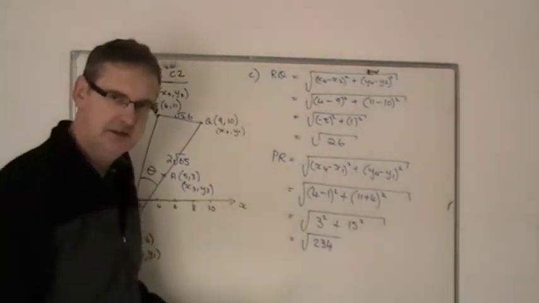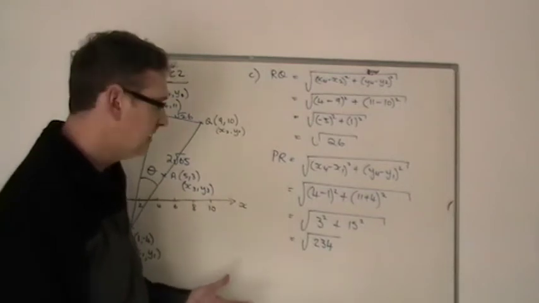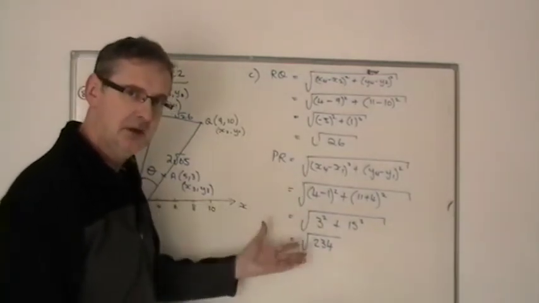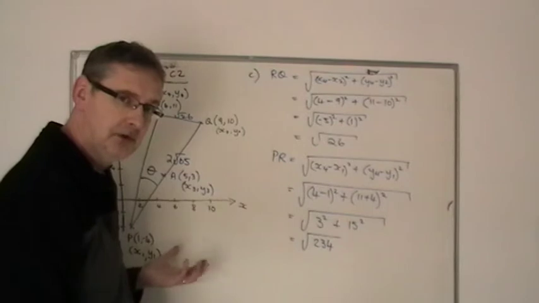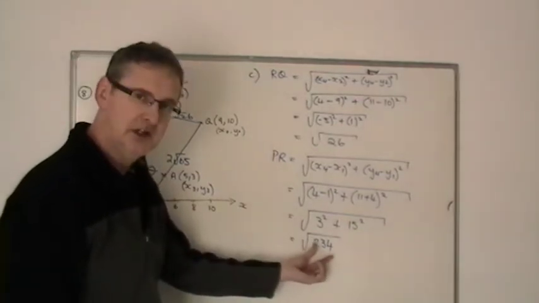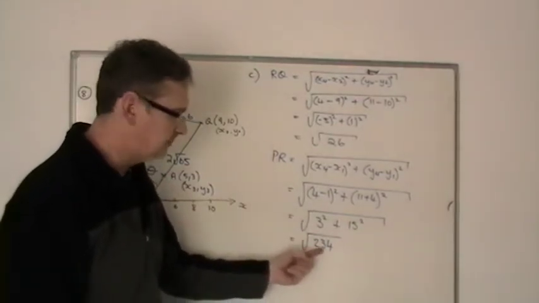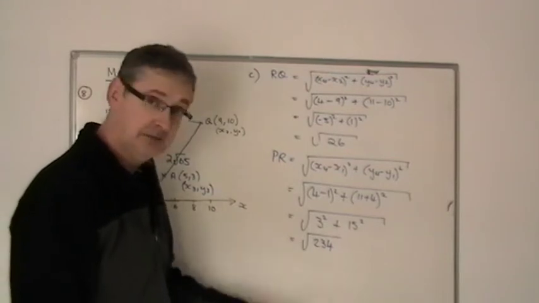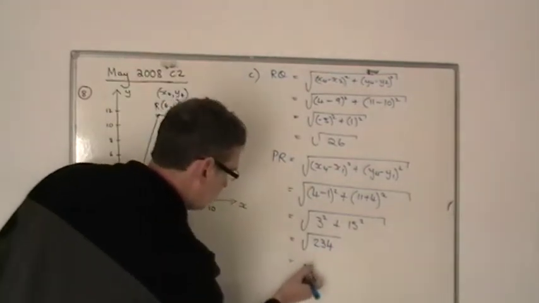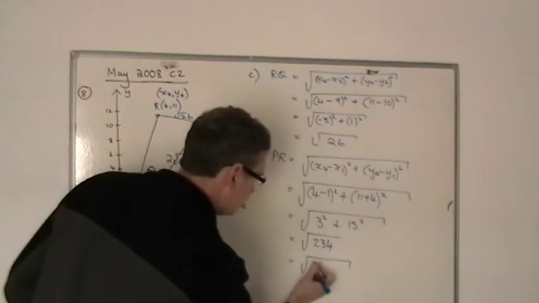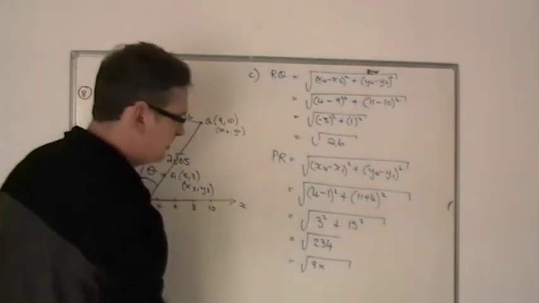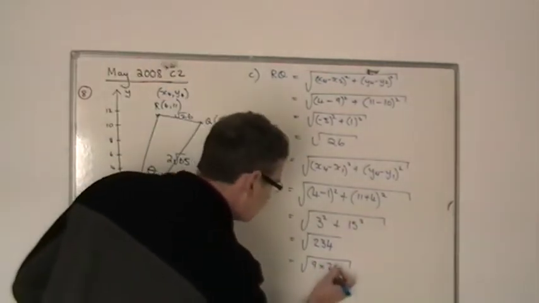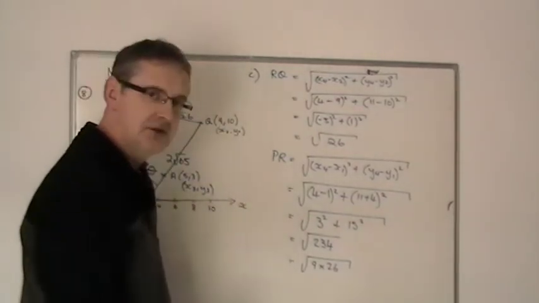A little hint in all these questions at A level: if you're getting various surd quantities coming out for side lengths, and one of them is quite a big quantity, I would always look to see if it can simplify. And this one will simplify in the following way. You can change the 234 into 9 multiplied by 26. 9 26s are 234.